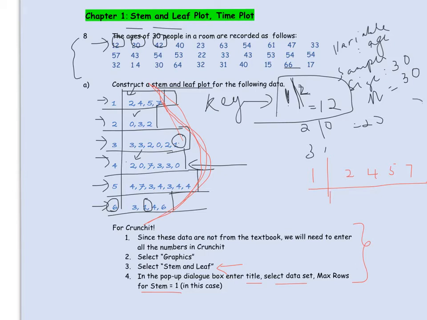So if we had to split the stem, we'd have 2 rows of numbers starting with 1. We'd have all numbers from 0 through 4 in the first row. So in this case, we'll have the 2 and the 4 in the first row, and then the 5 and the 7, so anything that goes from 5 through 9 in the second row. So this is called splitting of stems, and we'll see this in the next example.